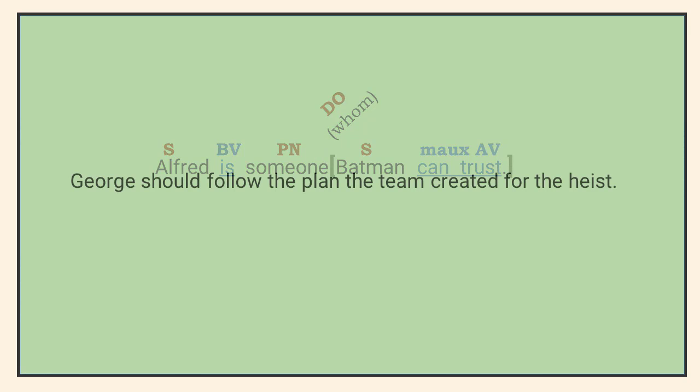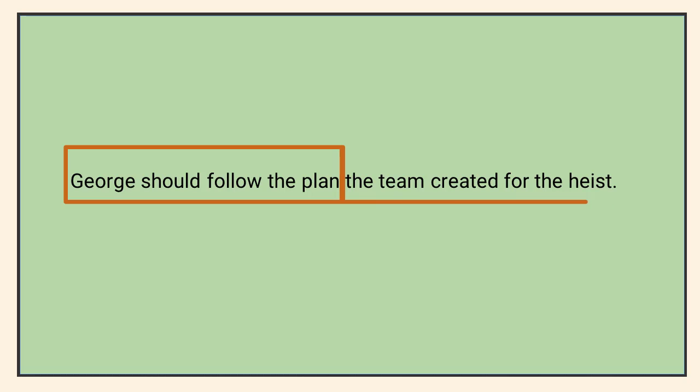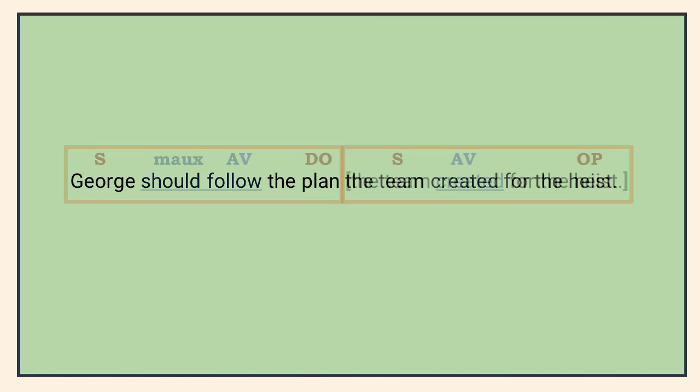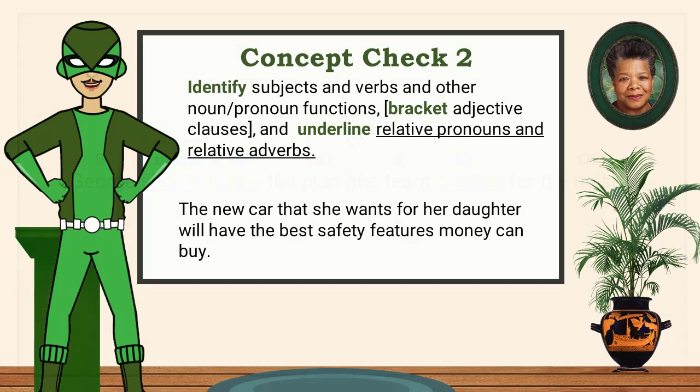One more example. What are the two subject-verb combinations in this sentence? George should follow the plan the team created for the heist. Again, after parsing, we notice two clauses joined by nothing. The implied that begins the adjective clause that describes the plan and serves as the direct object in its clause. Follow the directions on the handout to parse this sentence. Pause the video as you work and correct in a different color.